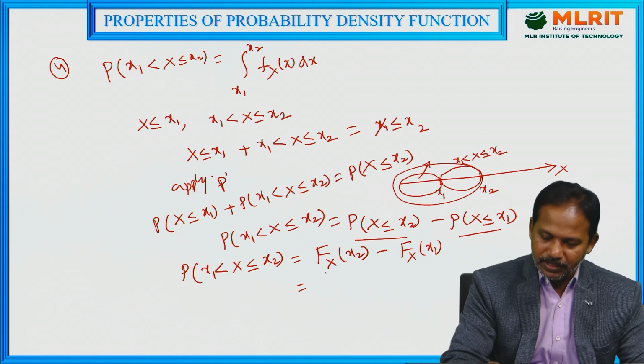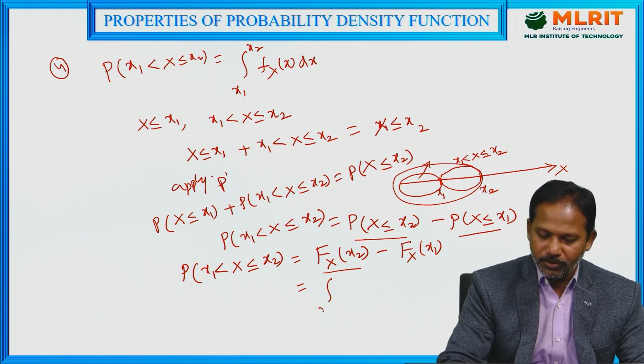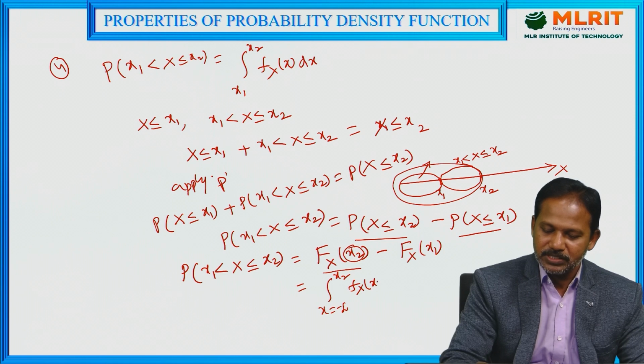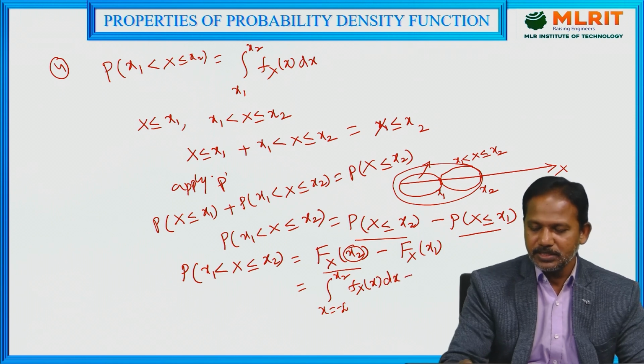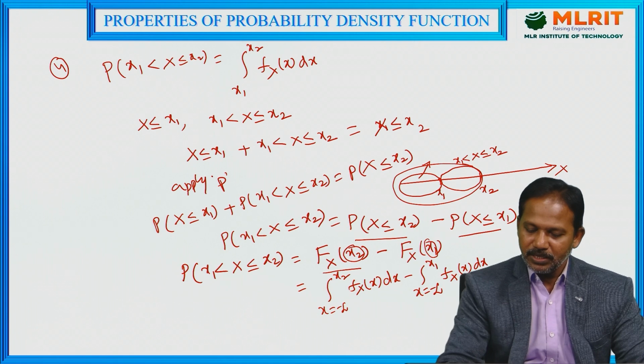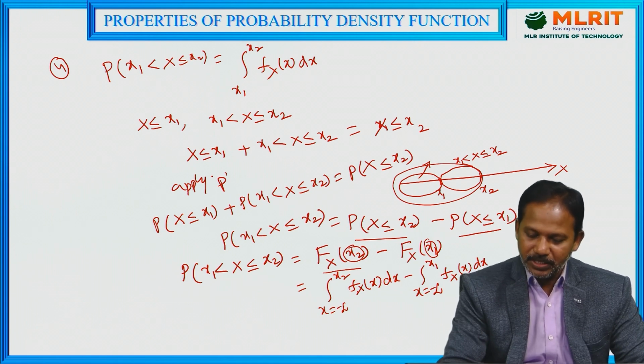So instead of the distribution function, I can write the integral from x equal to minus infinity to x2 of the density function small fx of x dx, minus the integral from minus infinity to x1, which I can also write in terms of the density function, fx of x dx. What I am saying is that I need to find the area under the density function up to x2.